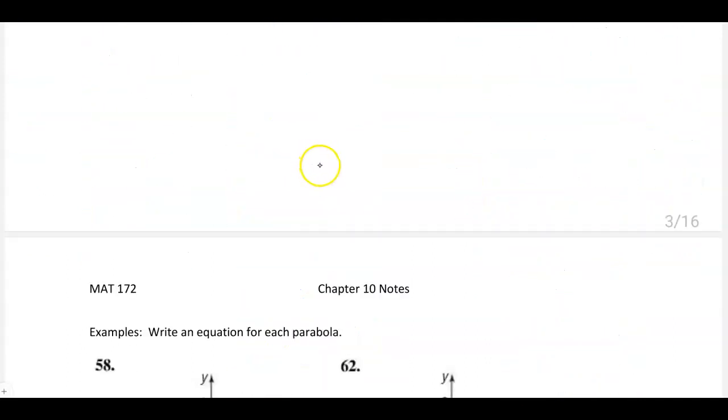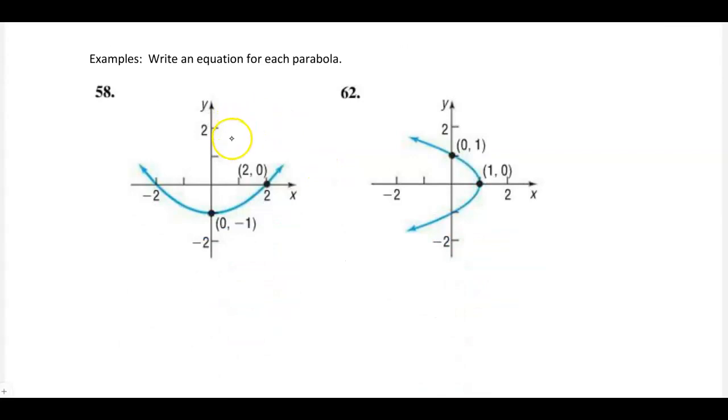Let's do another one. Let's do 58. Now we have the vertex and just a point on the graph, but we have enough information to figure everything out. So the vertex is at (0, -1). It opens up. So going back to our charts, if it opens up, it's going to have this format.